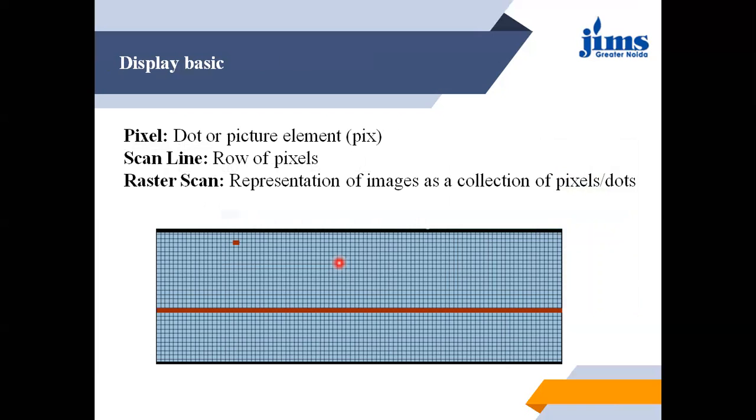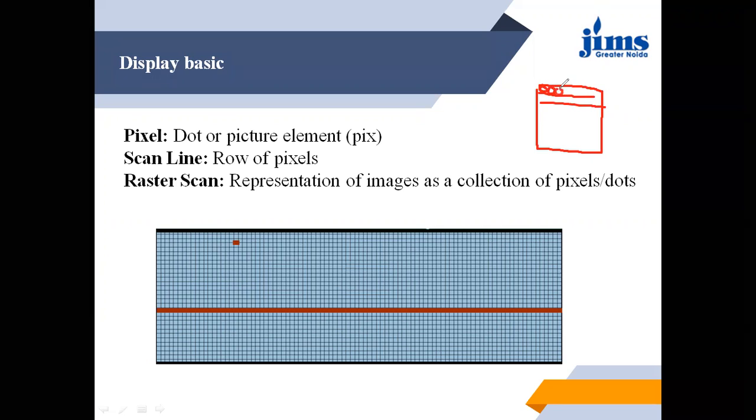Now, when we are discussing the digital display device, everything is going to be in the form of pixels. A display device is made up of pixels. This is, suppose, the first pixel, then the second pixel, then the third pixel.